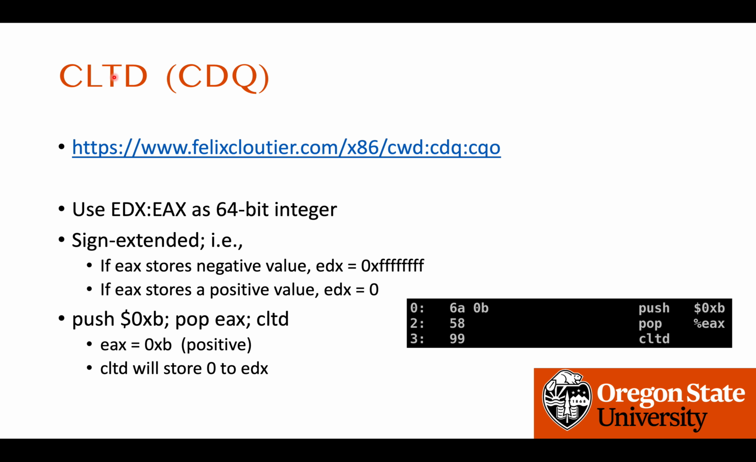CLTD instruction. So if we run these three instructions, push 0xb, pop EAX, then the value of EAX will be positive. Then running CLTD will do sign extension, and it will store EDX as 0. So you can make the EDX register have a 0 as a value by spending just one opcode. And this will be helpful for writing a short shellcode.